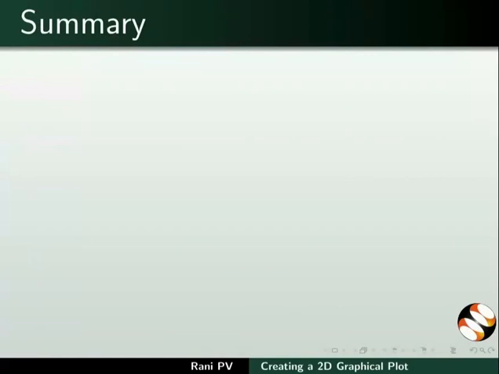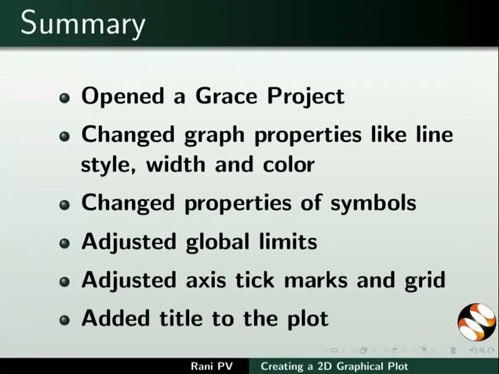Now let's summarize. In this tutorial, we opened a Grace project, changed graph properties like line style, width and color, changed properties of symbols, adjusted global limits, adjusted axis tick marks and grid, and added title to the plot.